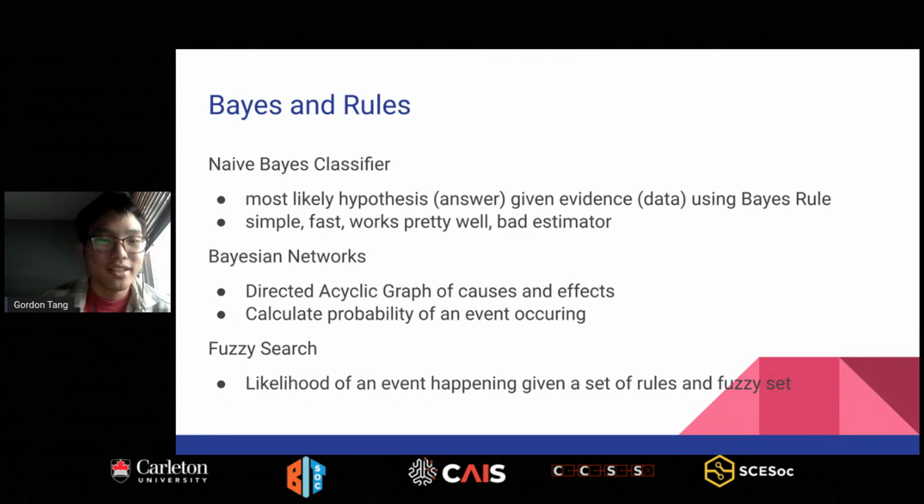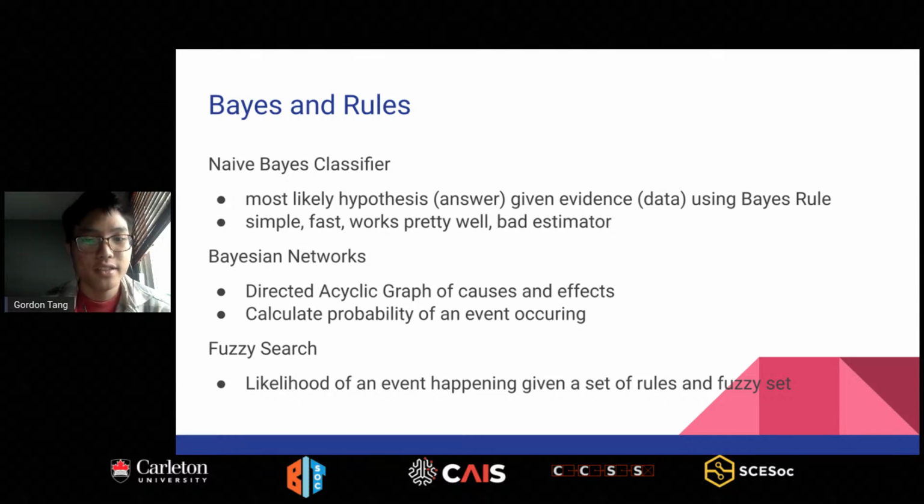The second thing you can do with Bayesian is to build a Bayesian network, which is just directed acyclic graphs of cause and effects. Cool, and it helps you calculate the probability of an event occurring.